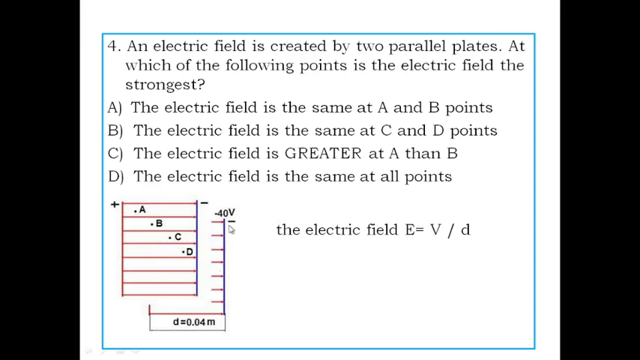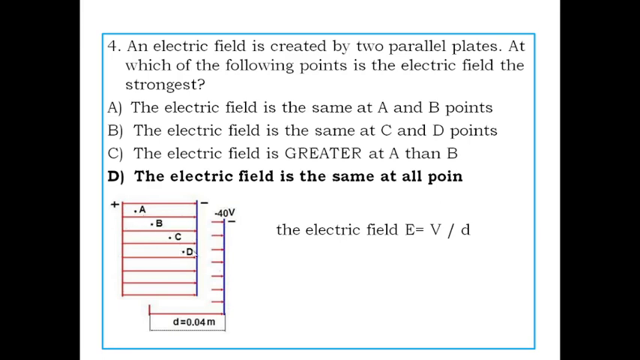But in this case the supply voltage is 40 volt and the distance is 0.04 meter, that is constant. So the electric field is not going to vary, it is going to remain the same at all the points. Okay, so option D will be the answer for this kind of question. The electric field is the same at all the points.